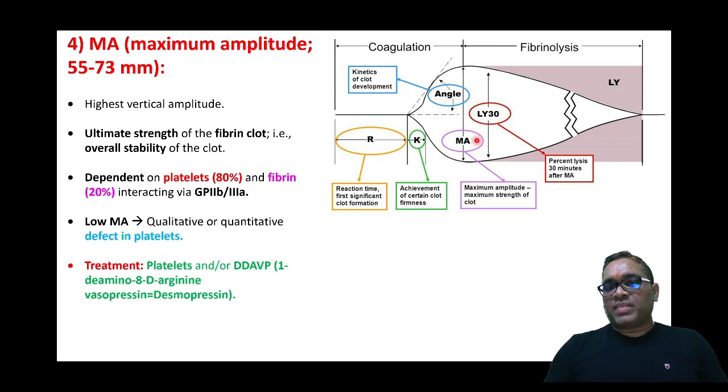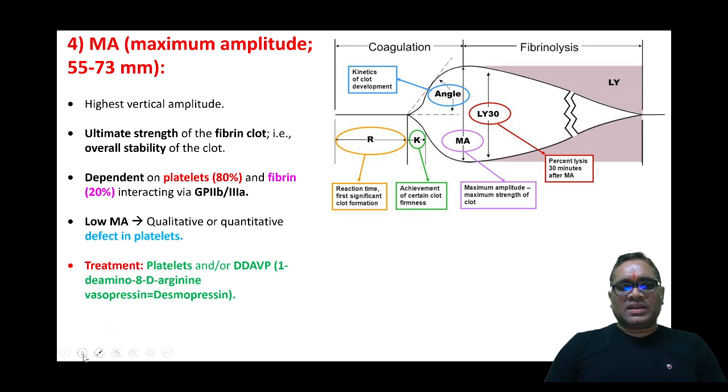Now you understand, maximum amplitude is platelet measurement and their interaction with the fibrin. So if MA is defective or low, you have to suspect a defect in the platelet, and you have to give platelet transfusion or desmopressin, which is also called DDAVP, D-amino D-arginine vasopressin. Clear? So now the fourth one is done, RKAML.